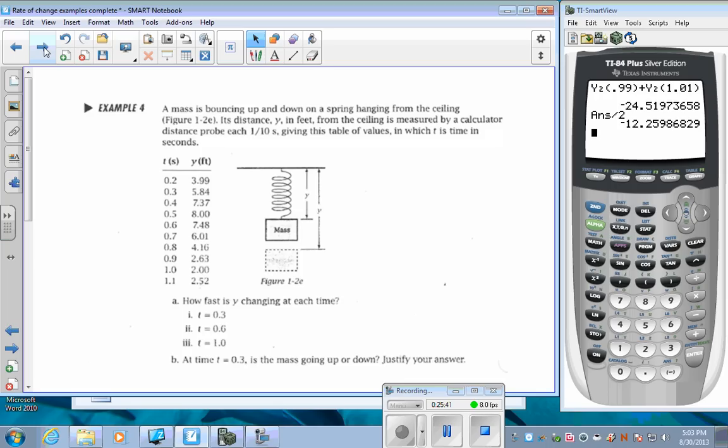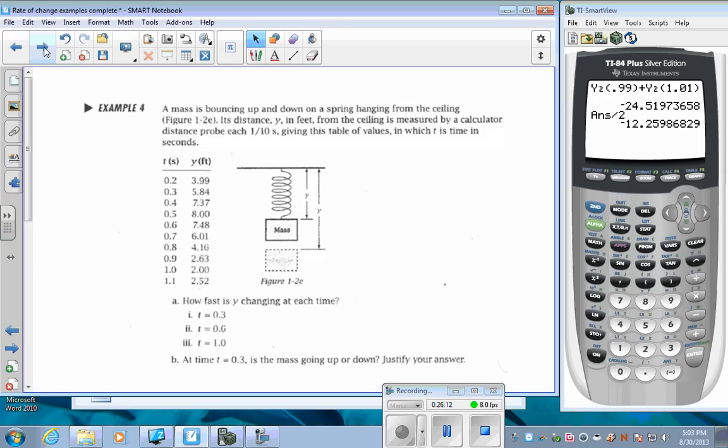So we have a mass now bouncing up and down from a spring that is hanging from the ceiling. The distance for y is the distance from the ceiling. So as the mass goes down, the y gets larger. As the mass goes up, the y gets smaller. We have a table of values, and time is given in seconds, and y value is given in feet. So part A, how fast is y changing at each time?